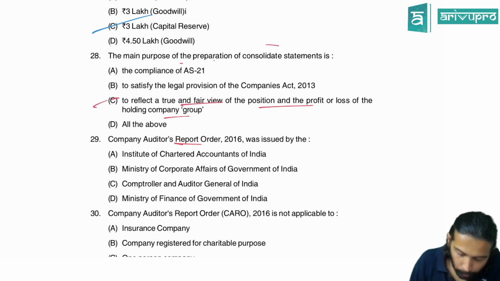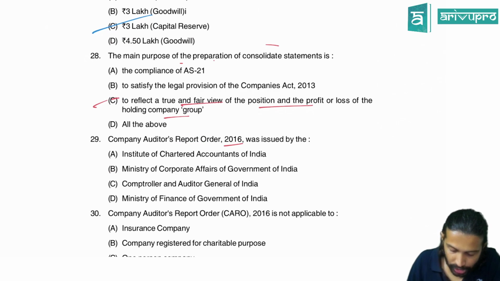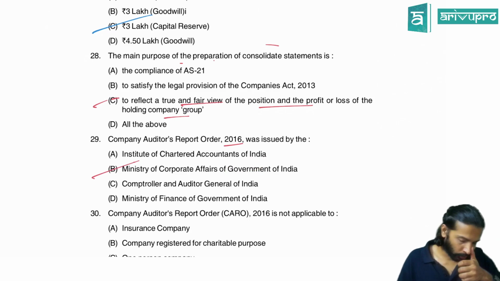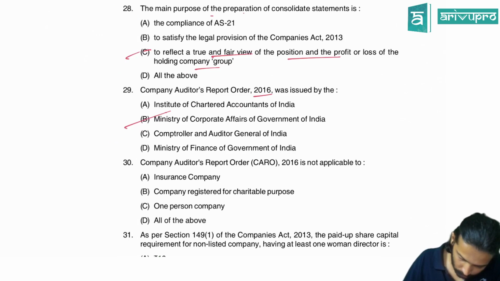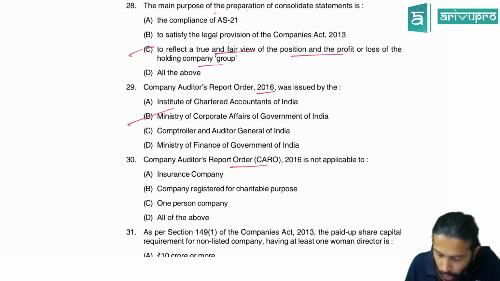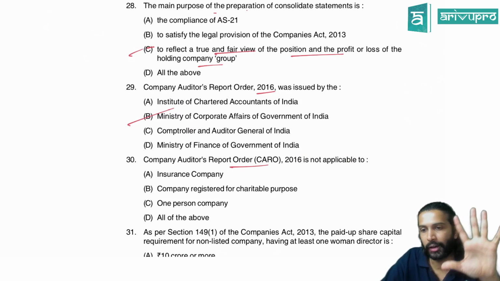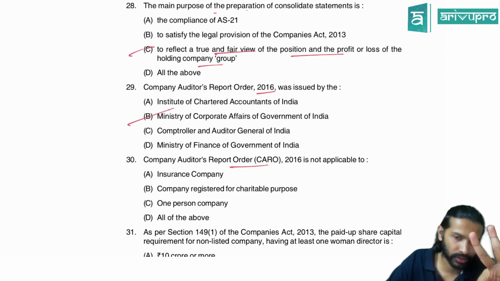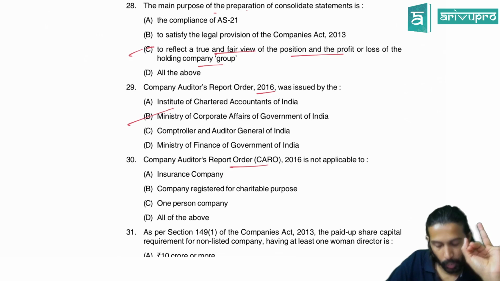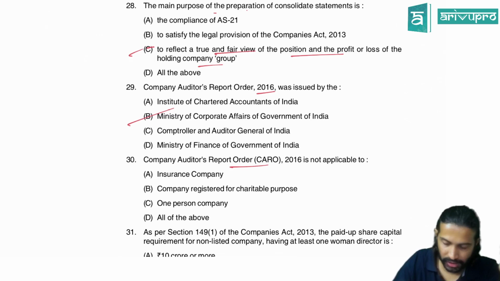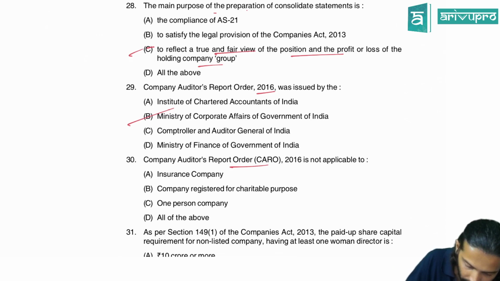Company's audit report CARO 2016 was issued by the Ministry of Corporate Affairs of the Government of India, MCA. Okay, so B. CARO 2016 is not applicable. If you remember, CARO is not applicable for banking companies, insurance companies, charitable companies, one-person companies. For all of these, CARO is not applicable. We have the chart also. We have written it here.